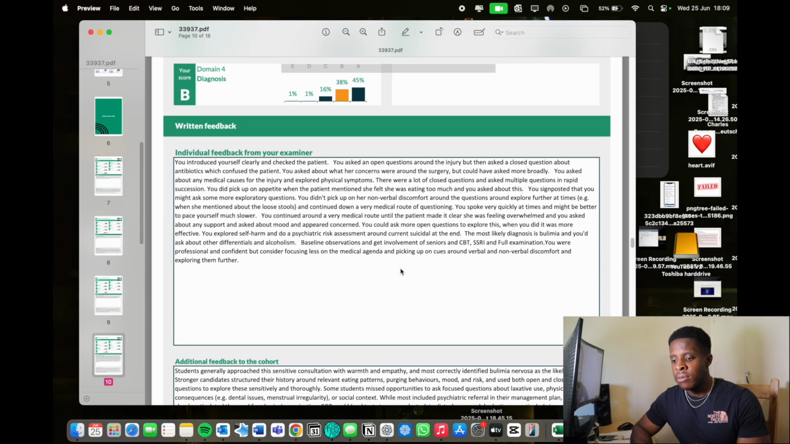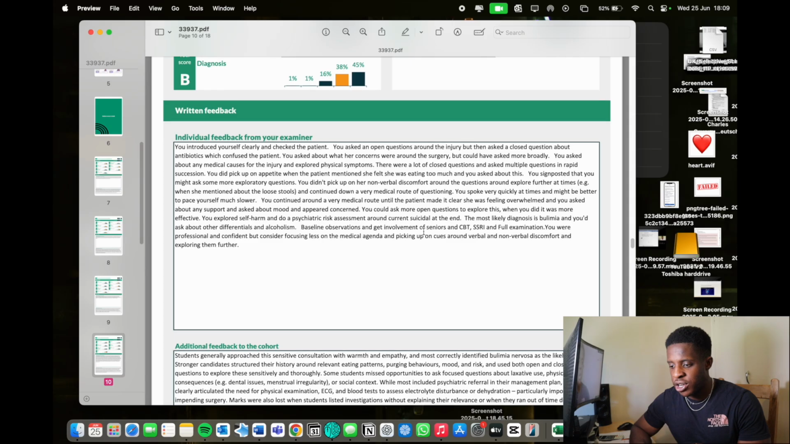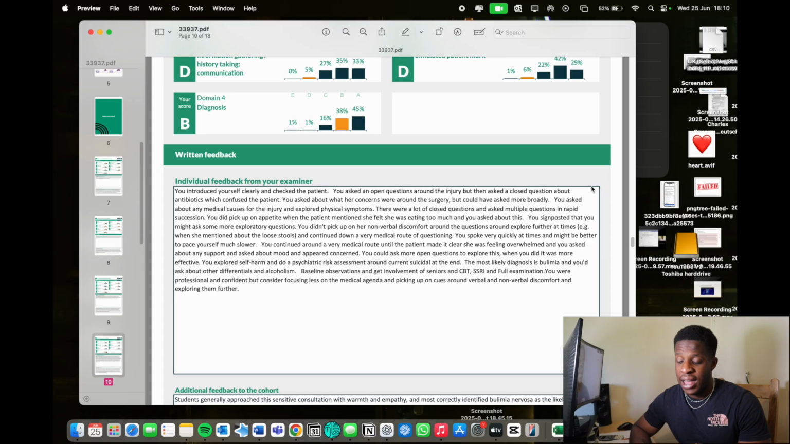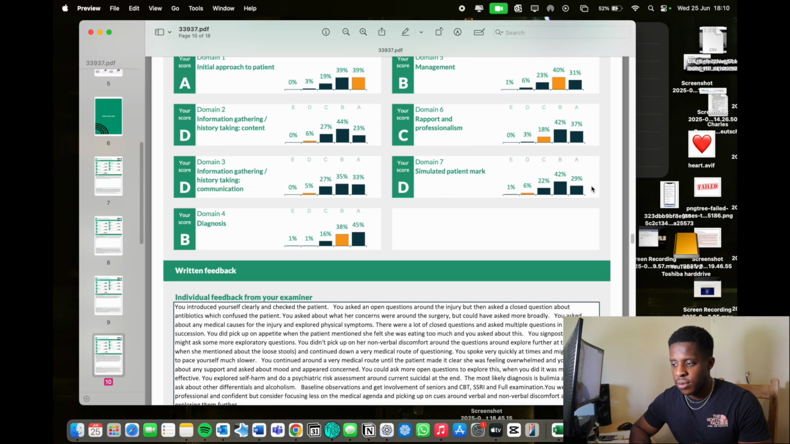So let's look at this here. You introduce yourself clearly and check the patient. You asked open questions around the injury, but then asked a closed question about antibiotics, which confused the patient. I just did that because, looking back, I know that was bad, but I just didn't want to miss it later, so I asked it then and there, but it broke the structure, it messed up my rapport because it just seems so outlandish. So definitely save questions on drugs for the drug history, just to look more slick.